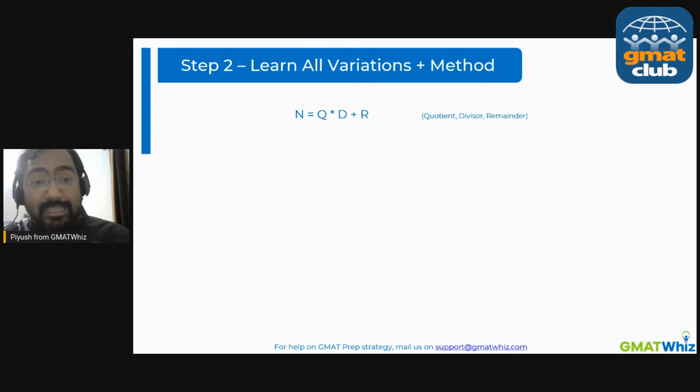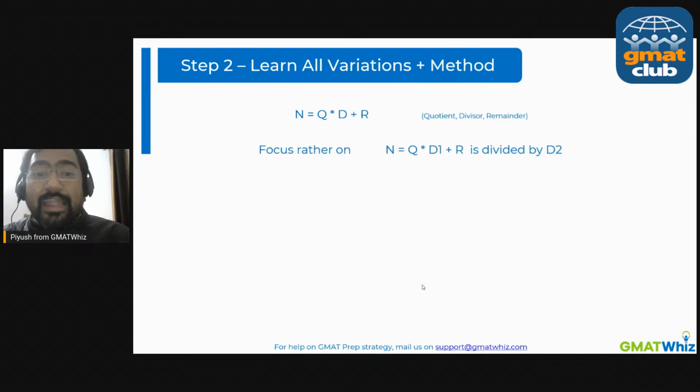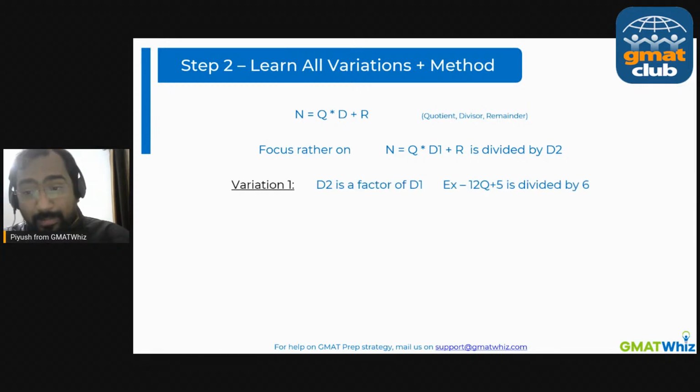So many people just stop at this level that, okay, N is equal to QD plus R. But what you need to understand is to focus on Q into D1 plus R being divided by D2. Let's call out the two divisors separately, D1 and D2. So there could be one very simple variation on the GMAT where you have D2 as a factor of D1. Again, I don't want to go conceptually too much into this, but I'm just trying to help you understand what I mean by various variations. So let's say D2 is a factor of D1. For example, what if 12Q plus 5 is divided by 6?